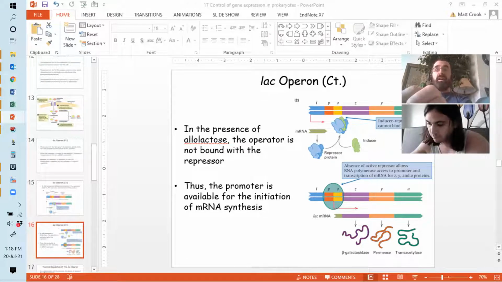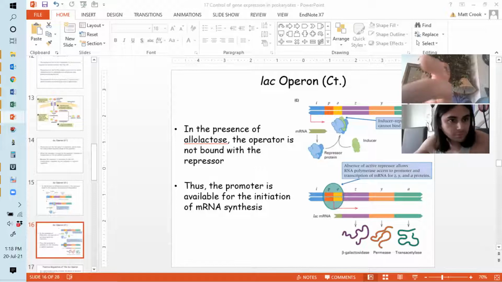Right, so if lac I can't bind to lac O, the operator, then RNA polymerase is now free to bind the promoter and transcribe the operon.